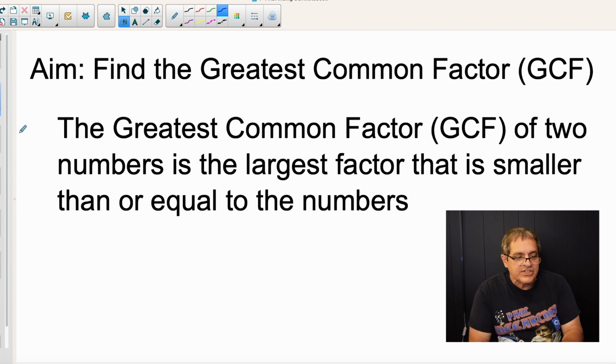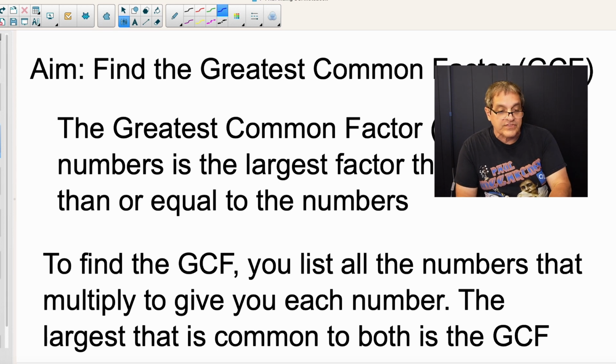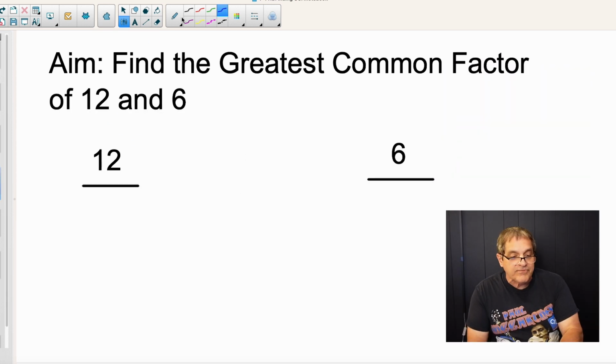You're going to list all the numbers that multiply to give you the number. When I give you an example, this will make it much clearer. So let's look at this. We want to find the greatest common factor of 12 and 6. Well, what are factors anyway? Factors are two numbers that will multiply to give me 12. Whenever doing greatest common factor, you're always going to start with 1 and the number, because those are factors.